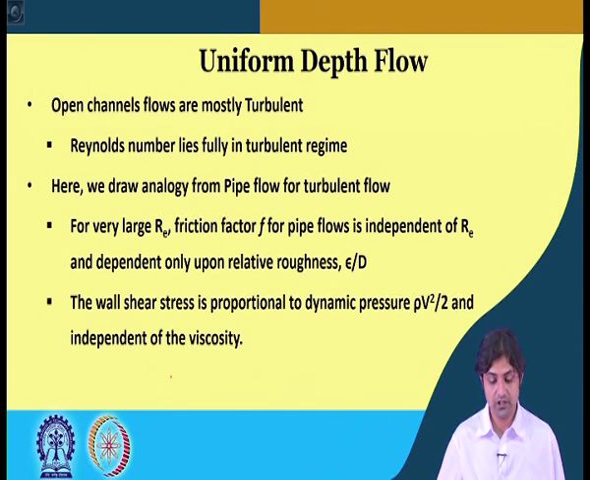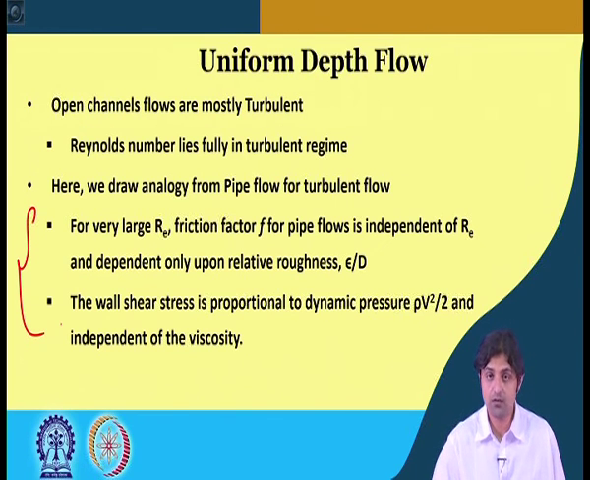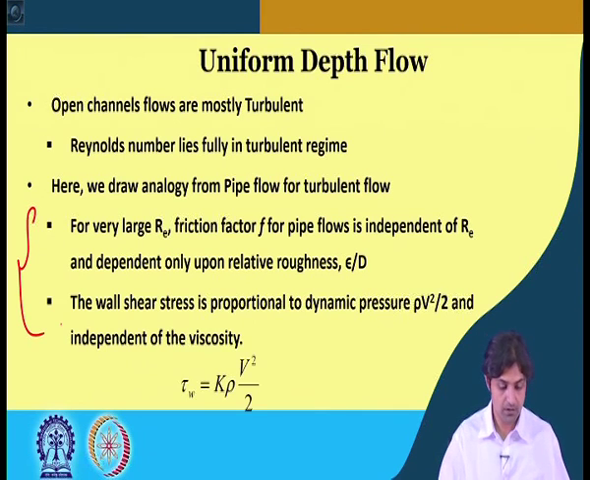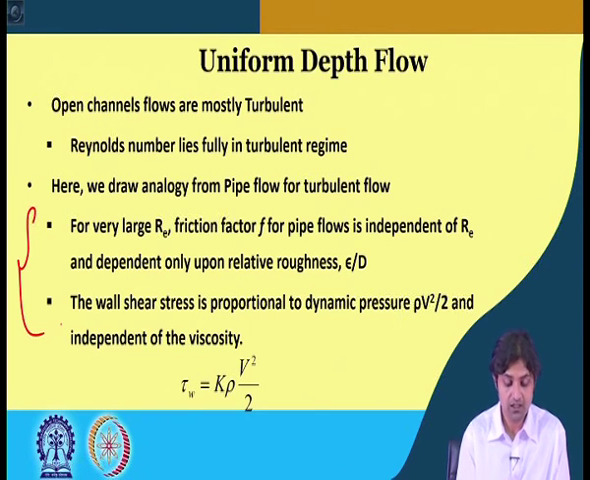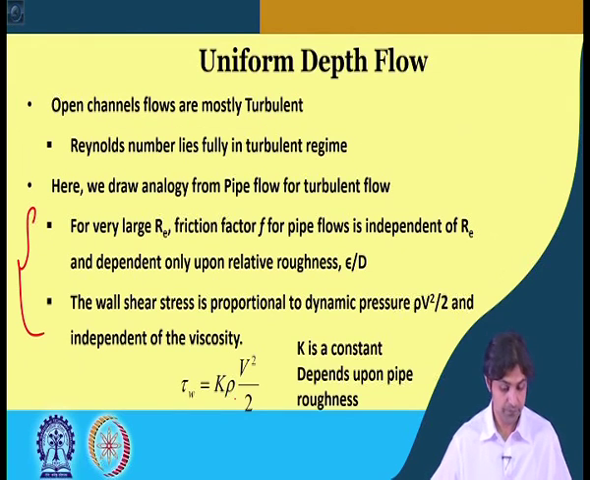The wall shear stress is proportional to dynamic pressure rho v square by 2 and is independent of the viscosity. We know this from pipe flow, and the scientific community applied this analogy to open channel flow. So, using this analogy we can say that tau w can be written as k into rho into v square by 2 g. K is a constant, and it depends upon the pipe roughness, but this is just an assumption.